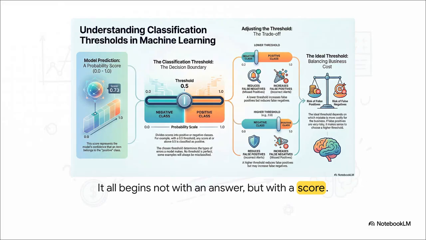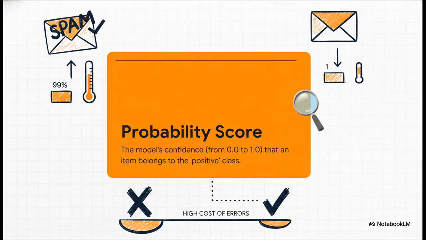Okay, so here's the first piece of the puzzle. It all begins not with a final answer, but with a score. The model doesn't just say yes or no. Instead, it generates a probability score, kind of like this 0.73 you see here. Now, this score is always going to be a number between 0.0 and 1.0. You can basically think of it as the model's confidence level. So a score of 0.99 means it's pretty darn sure, like 99% confident that something belongs to the positive class, like an email being spam. On the other hand, a score of 0.01 means it's not confident at all.